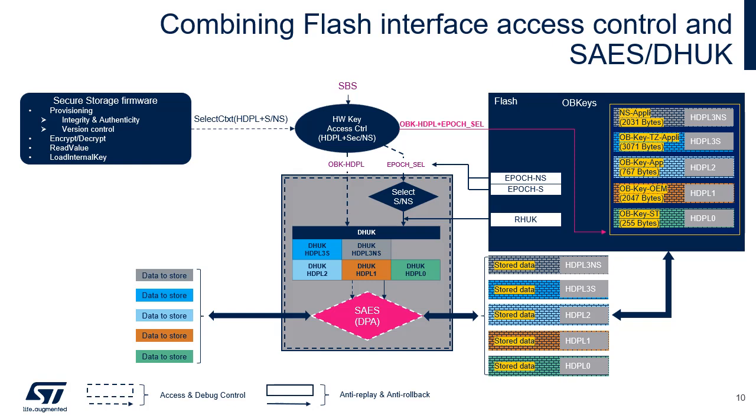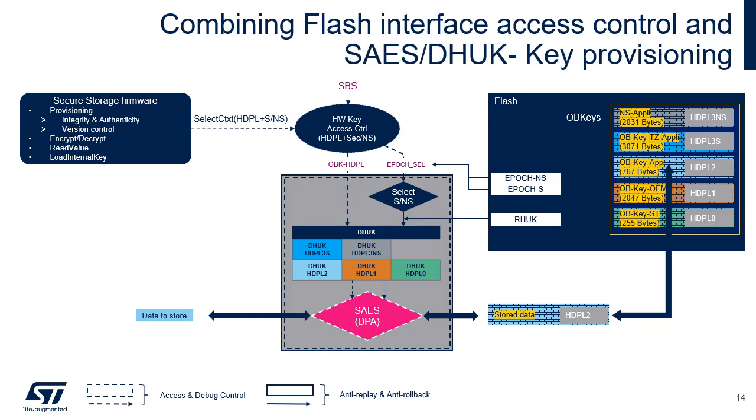This slide and the following three explain the OB key temporal isolation mechanism. Assumption for this slide: HDPL0 access control, all the OB keys are accessible. Assumption for this slide: HDPL1 access control, only OB keys HDPL1 to 3 are accessible. Assumption for this slide: HDPL2 access control, only OB keys HDPL2 to 3 are accessible. Assumption for this slide: HDPL3 access control, only OB keys HDPL3 are accessible.